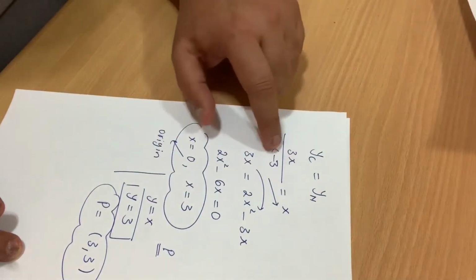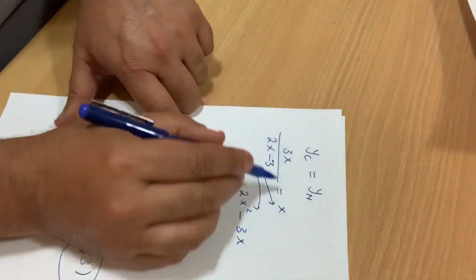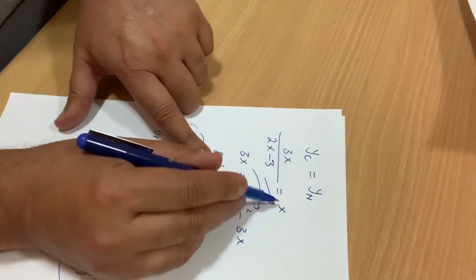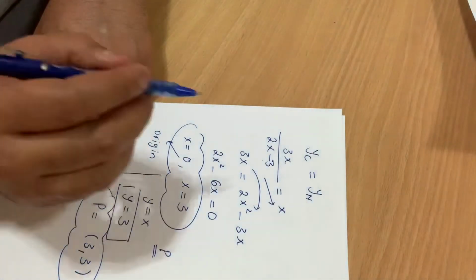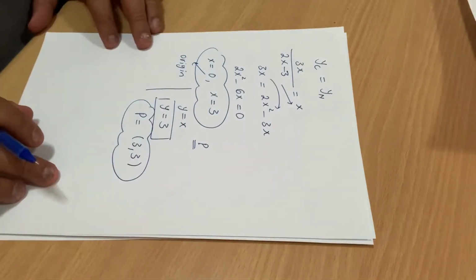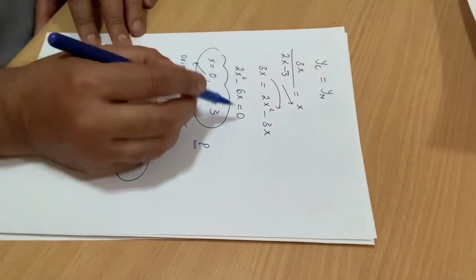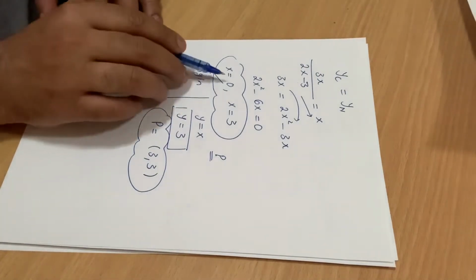3x over 2x minus 3 is equal to x. Using cross multiplying, you'll get this: 2x times x is 2x squared, and negative 3 times x is negative 3x. By combining like terms, you move 3x to the other side and you get 2x squared minus 6x is equal to 0. Now, two values of x you'll get using the calculator mode 3: 0 and 3.